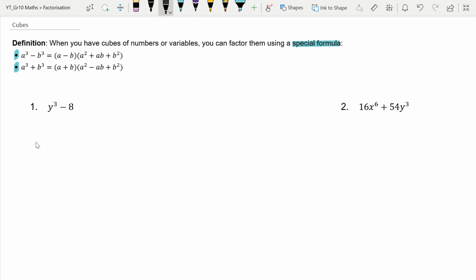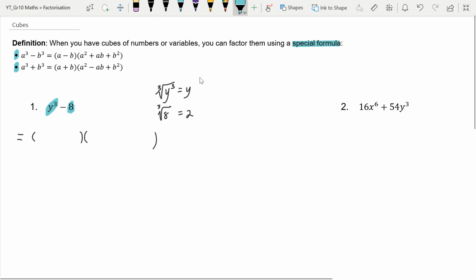So for the first one, we've got y to the power of 3, which makes it a cube. And we just looked at 8. 8 is a cube. Using our special formula, it will break up into a binomial and a trinomial. Those will be our 2 factors. What goes into our binomial? Well, it will be the cube root of y to the power of 3, which is just y, and then the cube root of 8, which is 2. So we're going to use that.